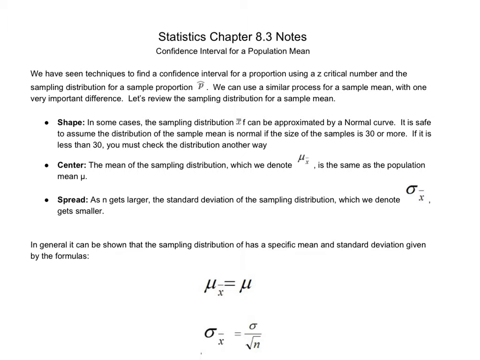So first we're going to review the criteria for a sampling distribution. The shape is going to be normal, and we can assume that the sample mean is normal if the size of the samples is 30 or more. If it's less than 30, you have to check it in another way. The center, the mean of our sampling distribution, is the same as the population mean. And for the spread, as n gets larger, the standard deviation of our sampling distribution gets smaller.